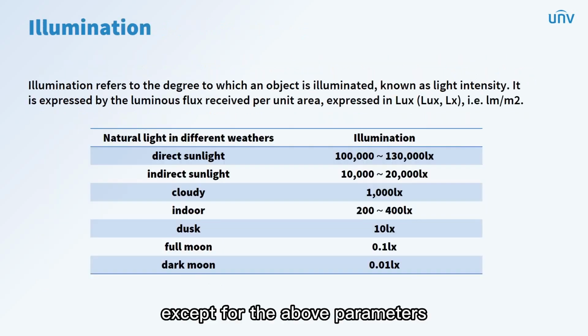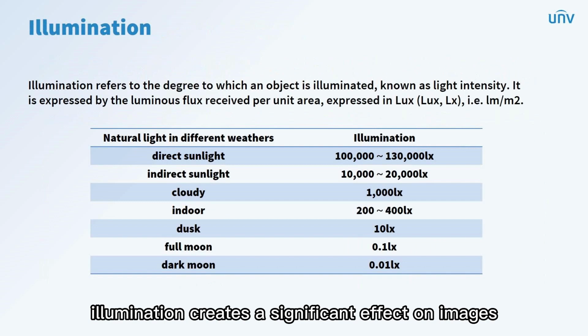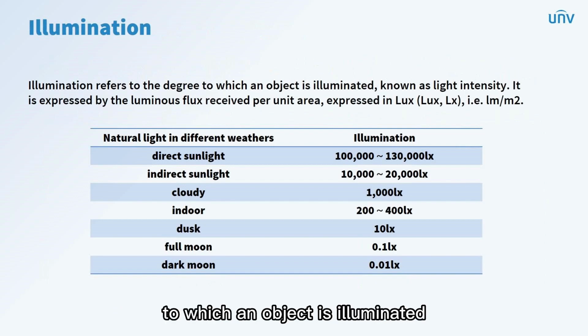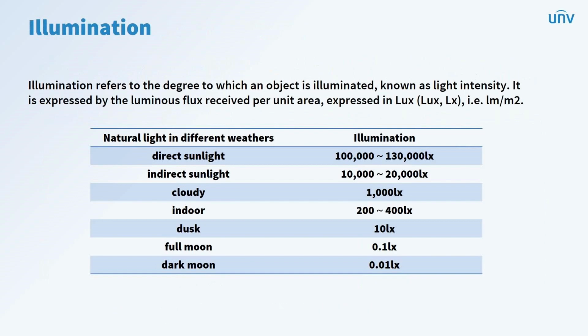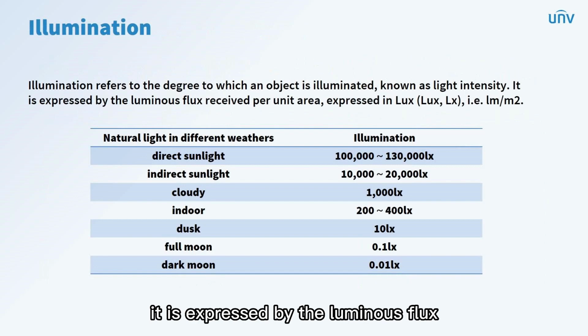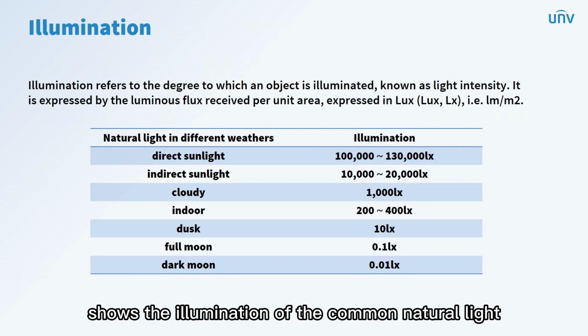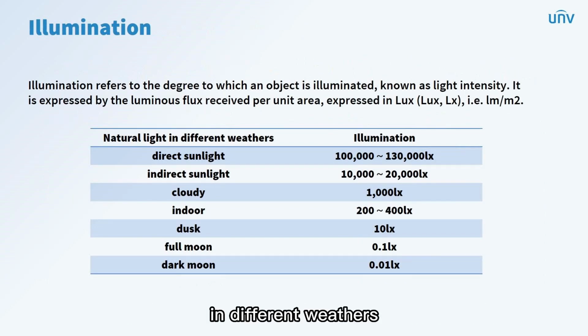Except for the above parameters, illumination creates a significant effect on images. It refers to the degree to which an object is illuminated, known as light intensity. It is expressed by the luminous flux received per unit area. The chart below shows the illumination of the common natural light in different weathers.